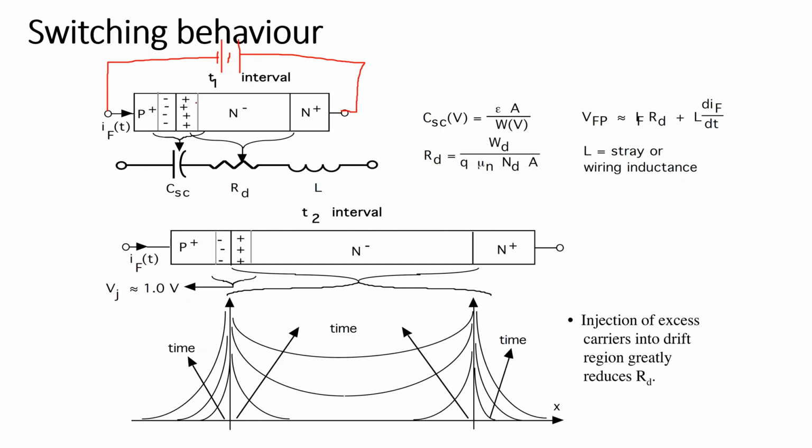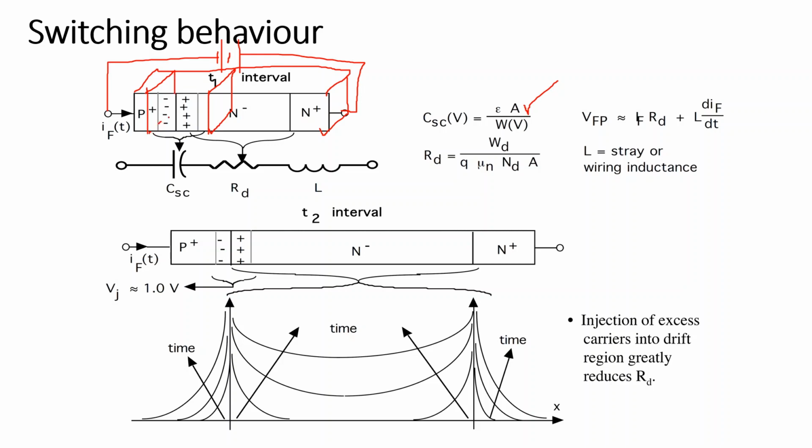So what will happen to this depletion region? The width of the depletion region will increase. So what will happen to the capacitance? The area remains constant, because area is the cross-sectional area. So the cross-sectional area of these plates remains constant.